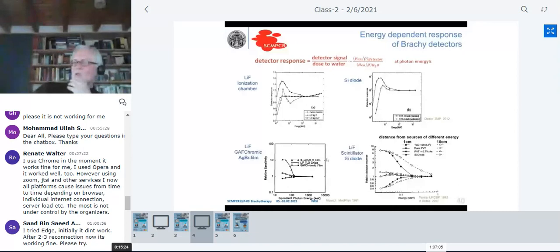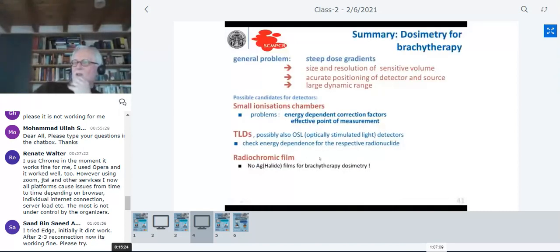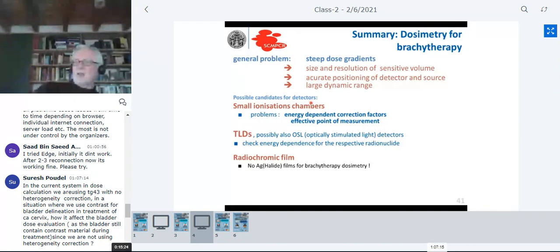And so the last thing I'd like to show here is what are possible candidates for brachytherapy detectors: small ionization chambers, even though they do have quite a large dose averaging. But for certain things like measuring the radial dose function, they can be pretty good. TLDs seem to be pretty good. Radiochromic film can be good.